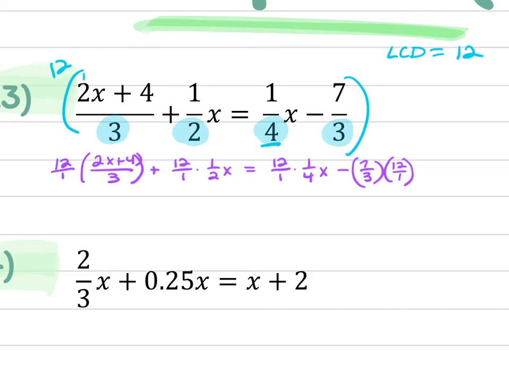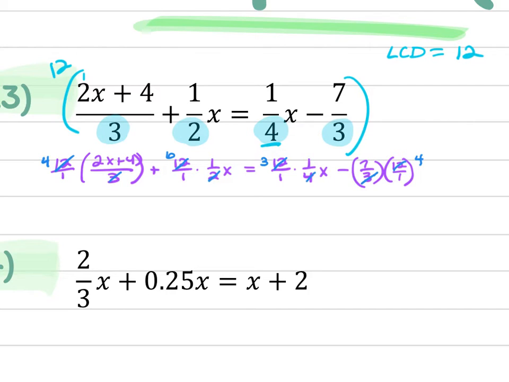Now I'm going to cancel. 3 goes into 12 4 times. 2 goes into 12 6 times. 4 goes into 12 3 times. 3 goes into 12 4 times. There should only be 1s in the denominator at that step. If not, you did something wrong. You didn't use the right least common multiple.